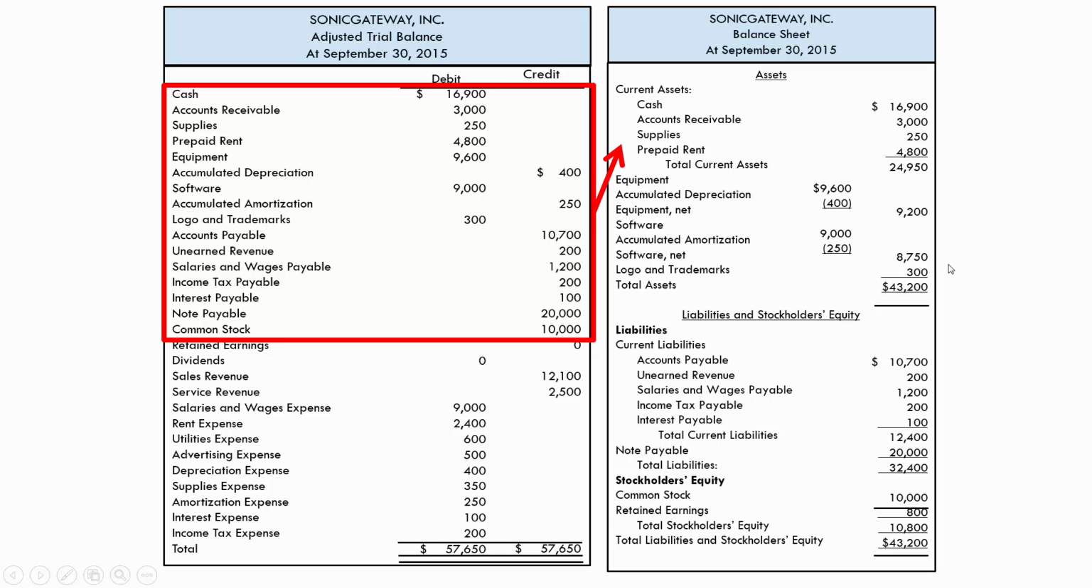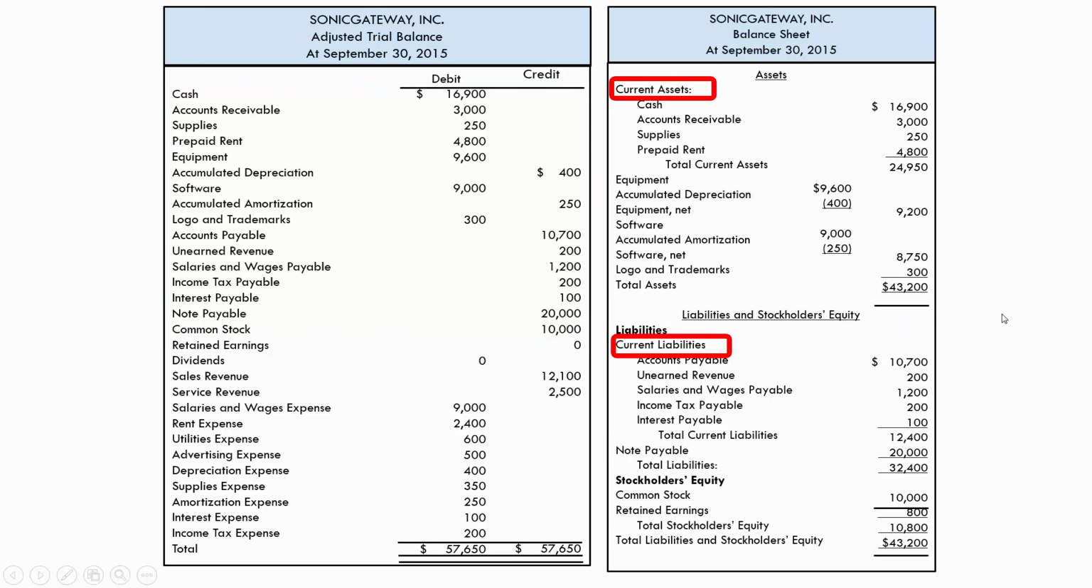We said that assets should equal liabilities and equity. It's the case. Assets is $43,200. Total liabilities and stockholders' equity $43,200. Again, you've got the double lining going on there. Current assets and current liabilities are listed first on the balance sheet, and then the others follow. So the order it's generally done in is assets, liabilities, equity. Within assets, the current first. Within liabilities, the current first.